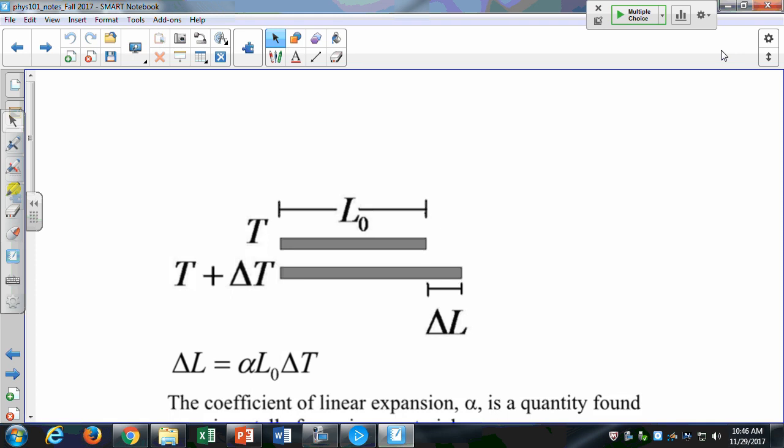Chapter 10, I know it seems quick with chapter 10, but it's a pretty short chapter. There are really three big ideas. Temperature scales, linear expansion, and then the ideal gas law. The first and third of those you've already seen in chemistry.